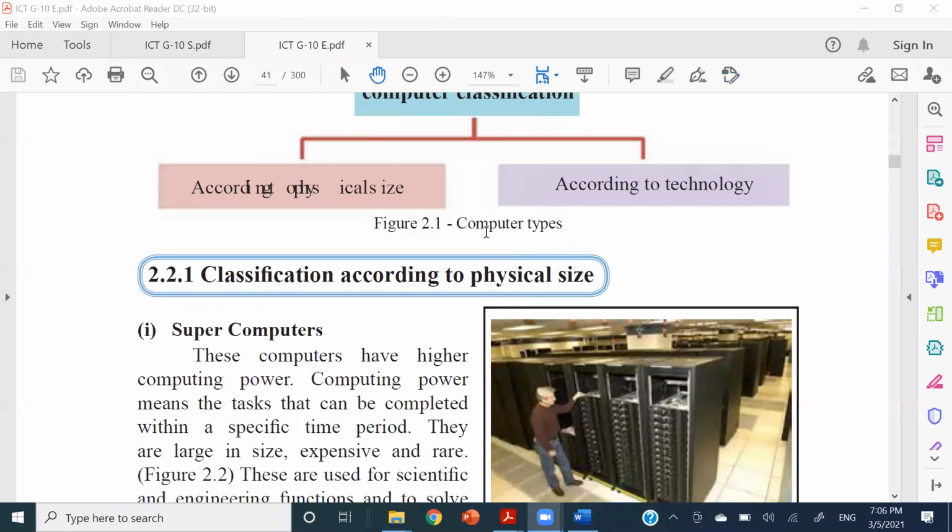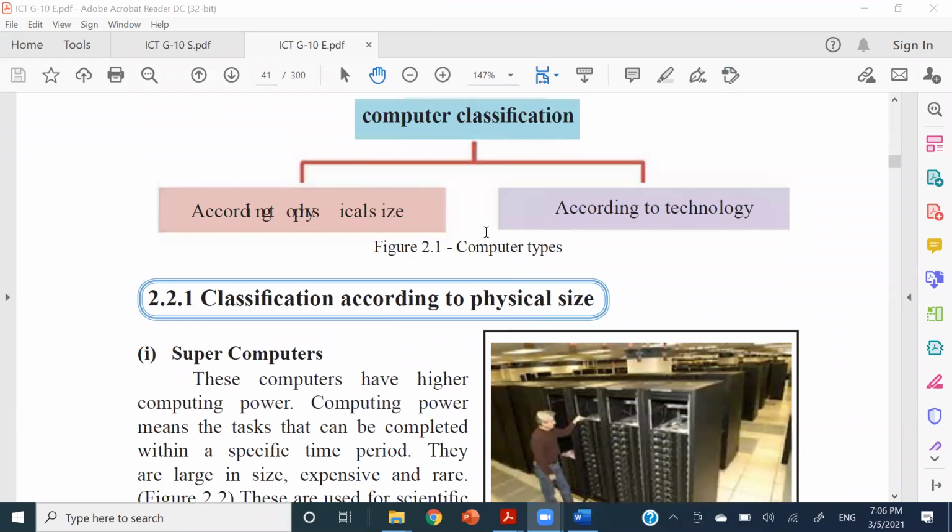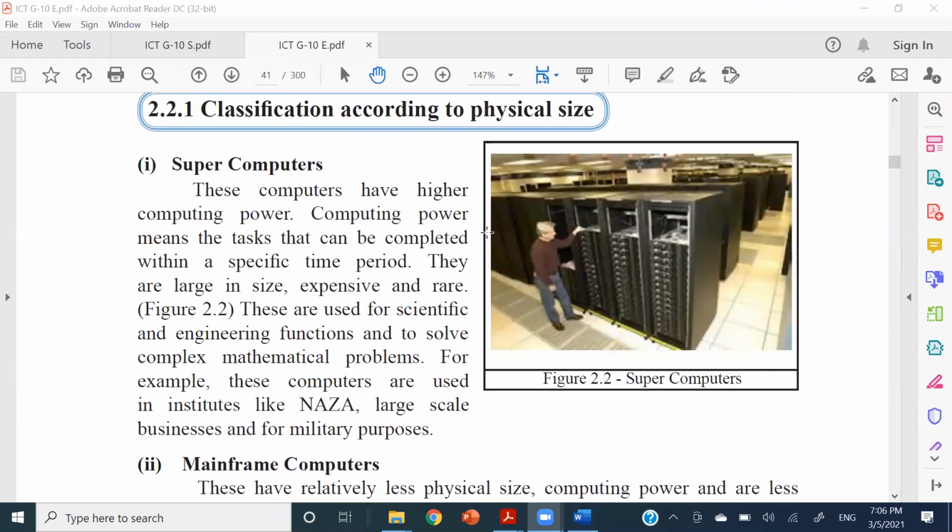So now when it comes to the classification by physical size, the first one we are talking about is the supercomputers. Now, remember, it is kind of impossible to have a supercomputer at home. Because supercomputers are made for specific things, right? Like to solve complex mathematical problems, or to do some scientific research or engineering functions, or the aerospace related projects, right?